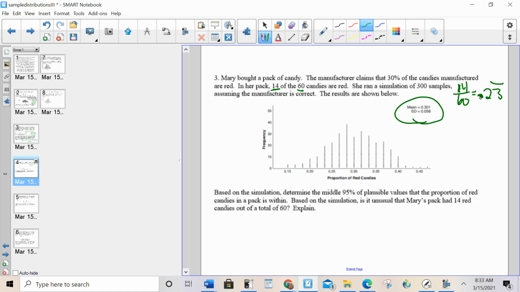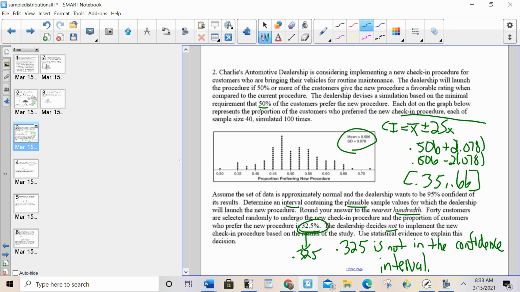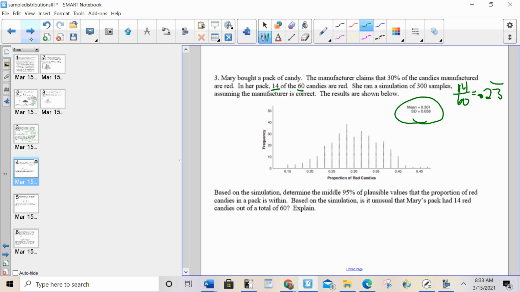So, outside of that, just like for the other problems, we're going to find the confidence interval. We're going to identify the given value and see if it's inside or outside. So at this point, please pause, try number 3 on your own, and then unpause.